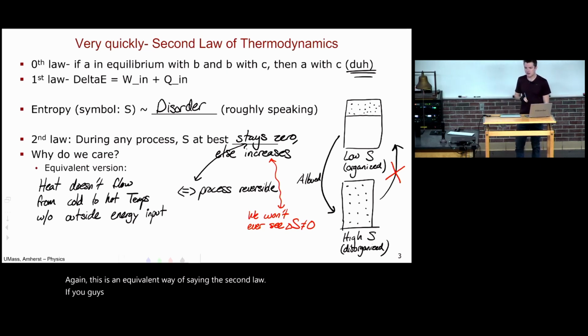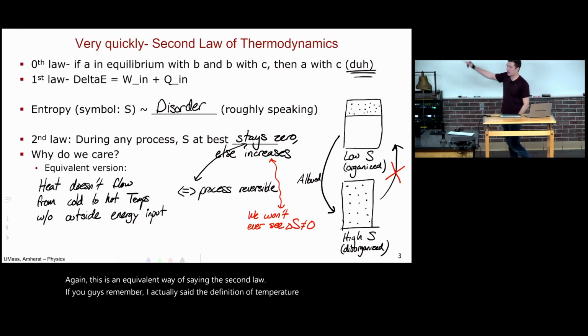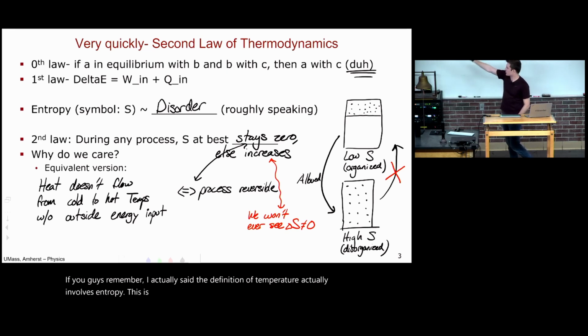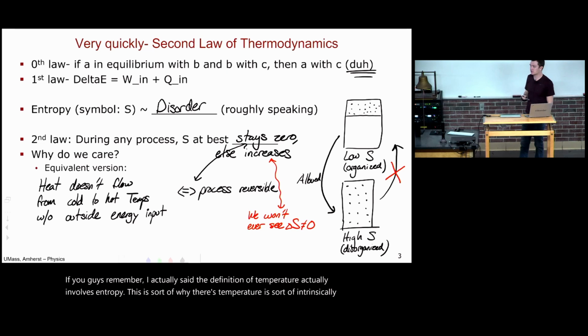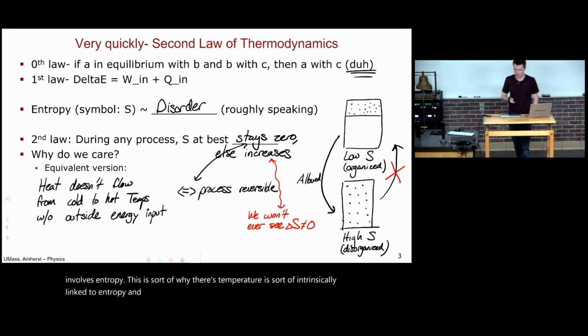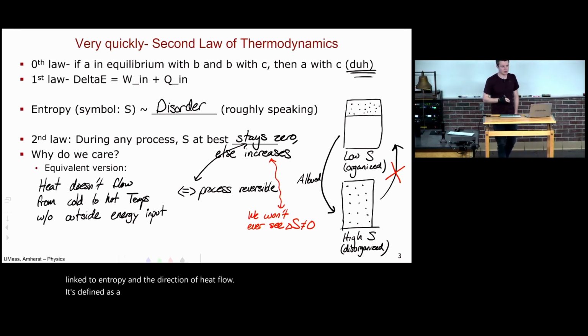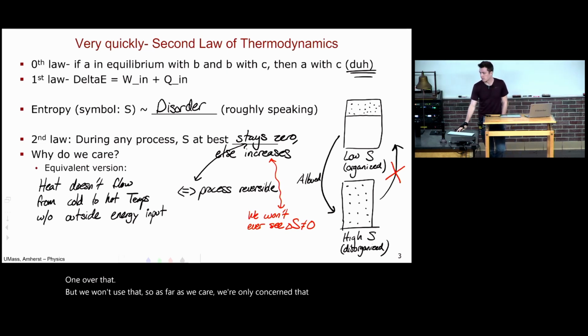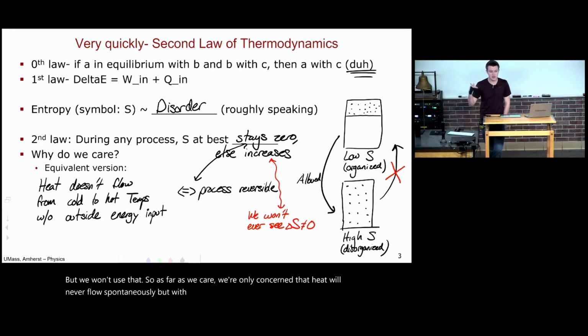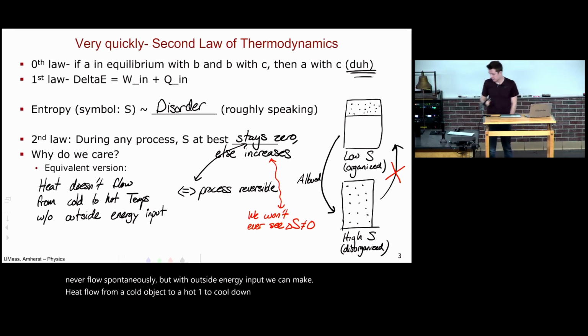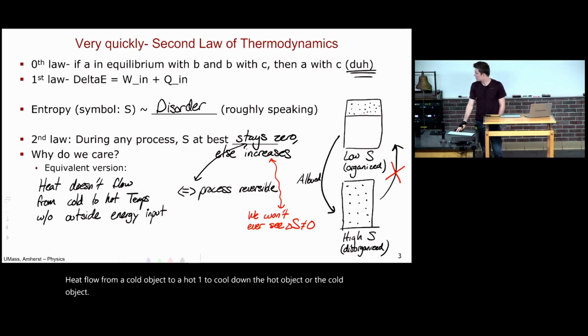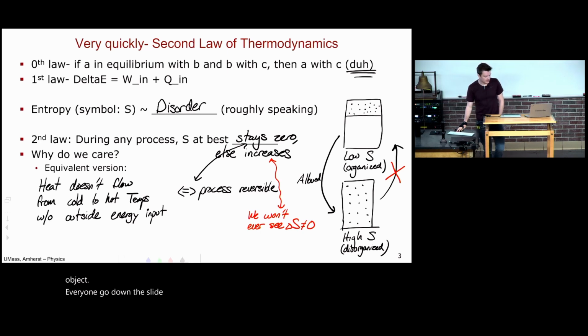If you guys remember, I said the definition of temperature actually involves entropy. This is why temperature is intrinsically linked to entropy and the direction of heat flow. It's defined as a derivative of entropy with respect to energy, or 1 over that. But we won't use that. As far as we care, we're only concerned that heat will never flow spontaneously. But with outside energy input, we can make heat flow from a cold object to a hot one to cool down the hot object, or the cold object. Okay, everyone good on this slide? Again, this is just a survey of the laws of thermo.